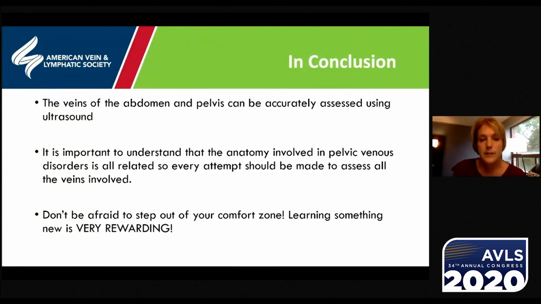So in conclusion, the veins of the abdomen and pelvis can be accurately assessed using ultrasound. It's important to understand that the anatomy involved in pelvic venous disorders is all related, so every attempt should be made to assess all the veins involved. And this is particular for that left renal vein. We really do need to know if that's involved before we start treating the ovarian veins.